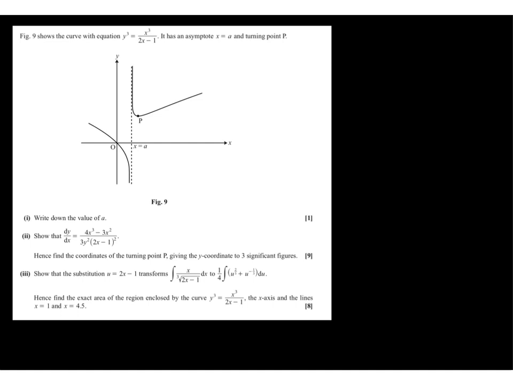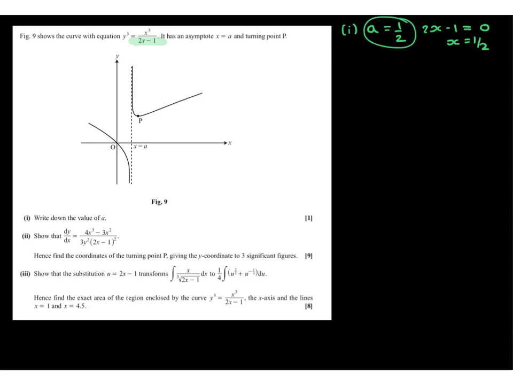So the next question. We're given a curve with an asymptote and a turning point, and we've got to write down the value of a, which is where the asymptote is. Now, asymptotes occur when we get a 0 in the denominator here. So for part 1, we know that a will occur when 2x minus 1 equals 0, so x is equal to a half, so a is then equal to a half for part 1.